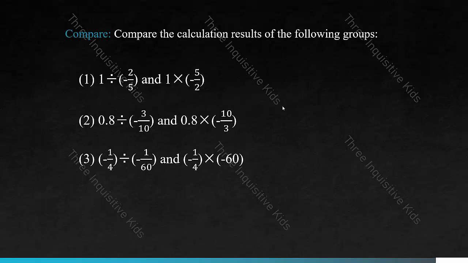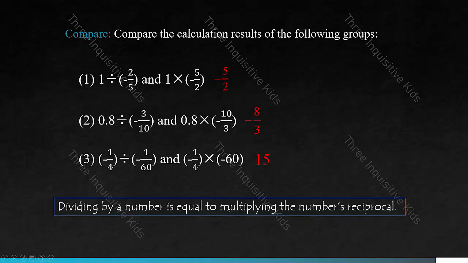Compare the calculation results of the following groups. Here we have 1 divided by -2/5 and 1 times -5/2. For the second problem, we have 0.8 divided by negative 3/10 and 0.8 times negative 10 over 3. The third one is negative 1/4 divided by negative 1 over 60 and negative 1/4 times negative 60. Here, it's first 1 divided by a number, and then it's 1 times its reciprocal. This still equals negative 5/2. The second two expressions both equal negative 8 over 3, and the third two expressions both equal 15.